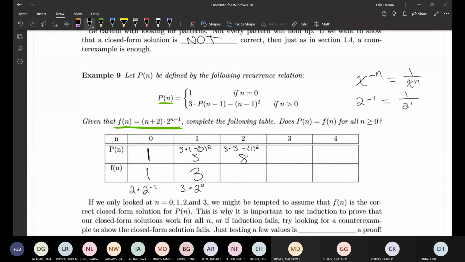What if we plugged it into the other function? 2 plus 2 is 4, times 2 to the 2 minus 1 is 1. 4 times 2 is 8. So it looks like it's matching up pretty well so far.